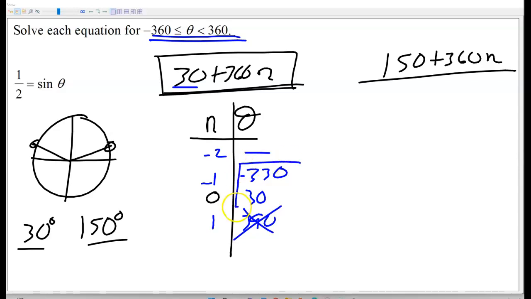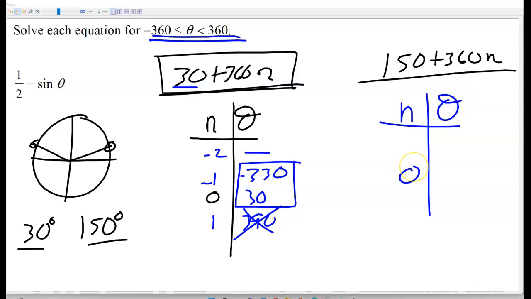So this one's only going to give me 2 answers so far, 30 and -330. But we also want to go ahead and do this one over here. So once again, starting with 0, we get 150. And if I plug in 1 here, that's like I'm adding 360 to 150. So let's do that. That's 510. Now that's too much, so we're not going to use that.